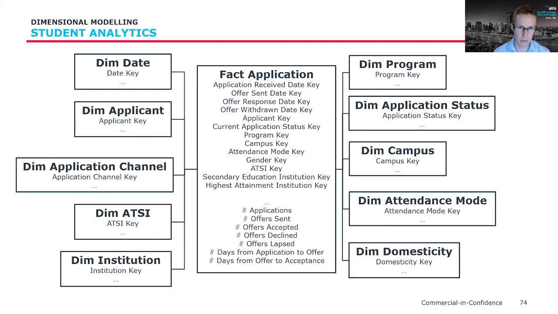So you'll note here that we've got quite a number of dates from when the application received, sent, offer, response, when it was withdrawn, etc. They're all role-playing off our date dimension. Our institution dimension is being role-played for our secondary education institution as well as our highest attainment institution. And these are just a few of the other dimensions that might be relevant in this particular business process, plus many more that I couldn't fit on this particular screen.